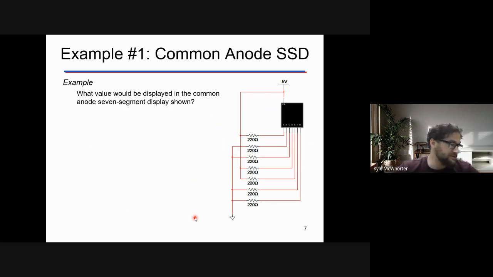Okay, so here is an example for us to work on. This is a common anode 7-segment display. And we need to try to figure out what value would show up, what would be displayed.